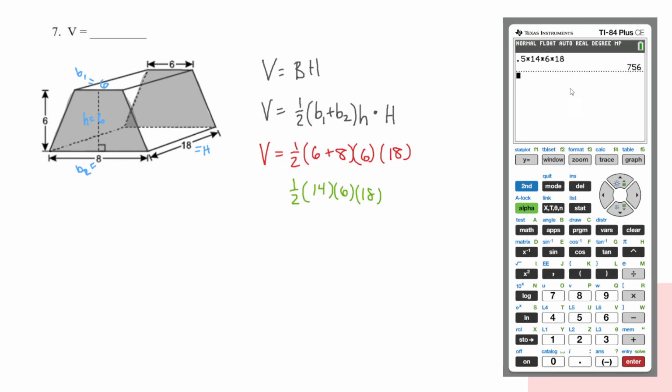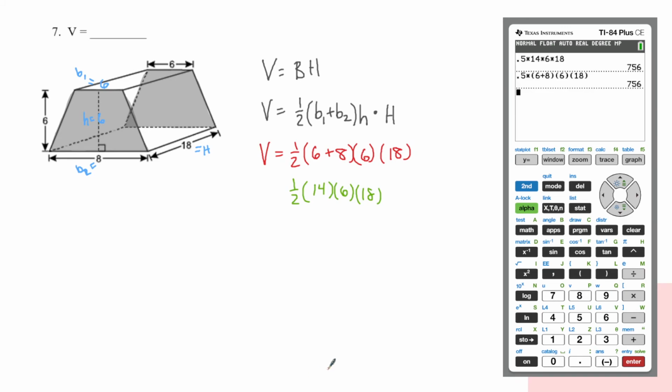So I'm hoping you guys are very comfortable with that. In fact, we could have just typed 0.5 times and done the 6 plus 8. You don't even have to do that. 6 plus 8, close parentheses. You don't even need multiplication signs even. You could just use the parentheses like I'm showing you in red. So 6, close parentheses, open. 18, close parentheses, mash enter. You're still getting 756 as your answer. Either way.